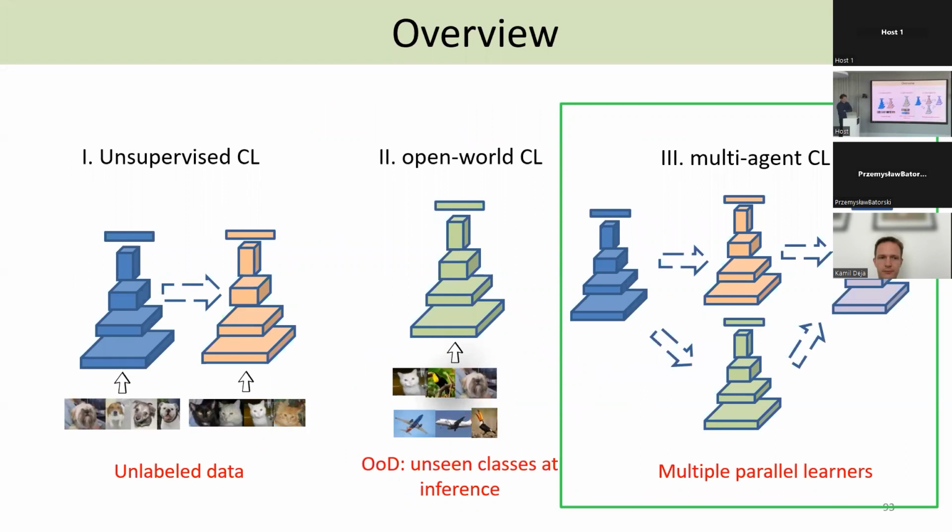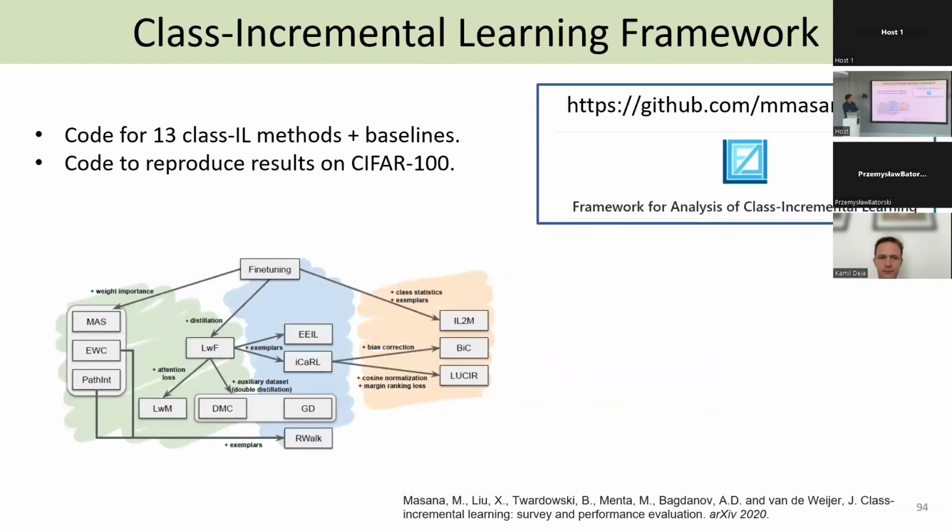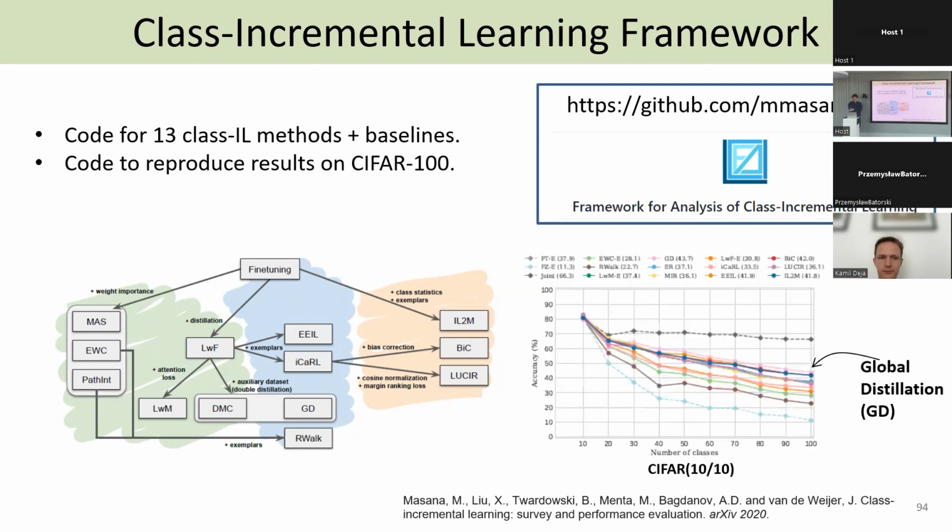So that brings me to the last part of the talk, which will be on multi-agent continual learning. In our group, we have also done a survey paper with Bartolomé on class incremental learning. It got accepted this year, and there is code available online. One of the graphs we had, I would choose one standard experiment: CIFAR-100, where you learn CIFAR-100 in 10 tasks. And if you look at the results, the winner is the global distillation method.